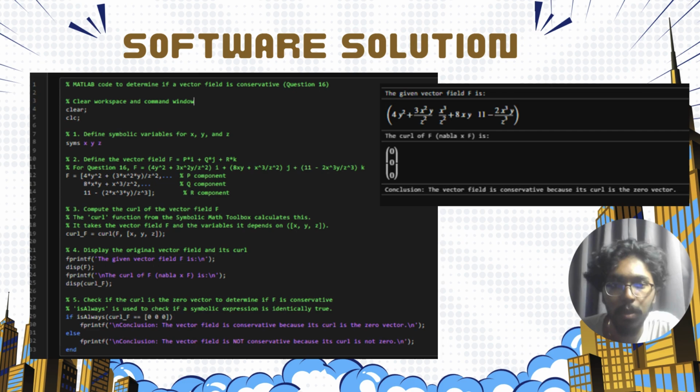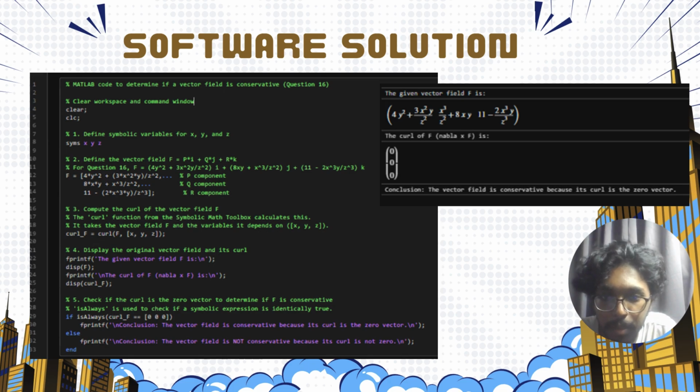Here's the software solution for question 16, where I also used MATLAB. I defined the symbolic variables x, y, and z, and then defined the vector field as P, Q, and R. Previously it was f1, f2, and f3 in the manual calculation, but I used a different notation this time, PQR, to make it easier to see. Then I gave the formula to compute the curl of the vector field and display the original vector field and its curl.